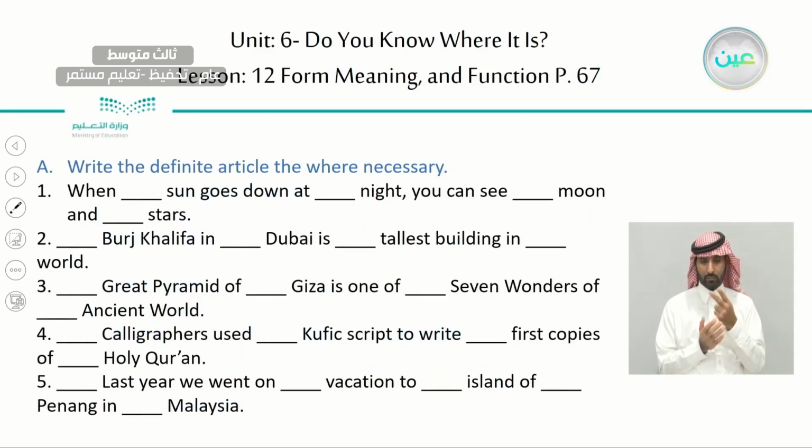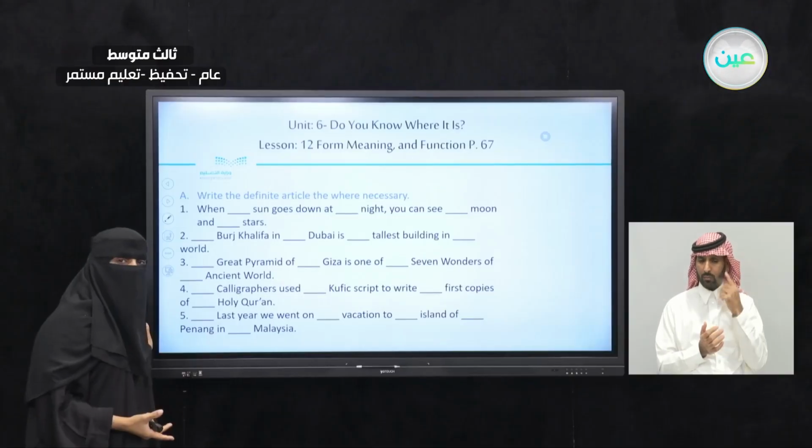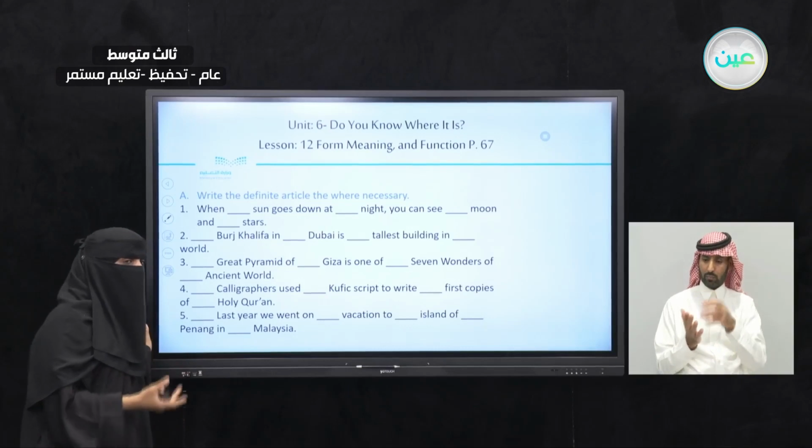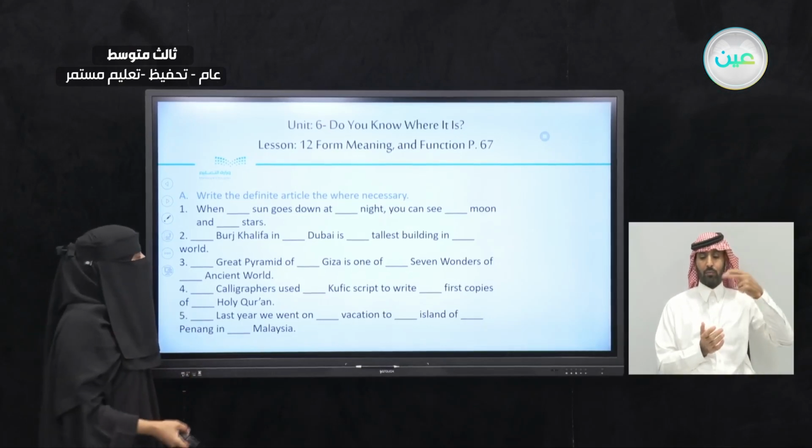Okay, let's look at this exercise. Write the definite article the where necessary. Okay? So here we have when sun. Before sun, what do we do? Do we write the? goes down at, you can see moon and stars. Can you read the statements? Think about it. Think where can we put the, and when can we omit the?